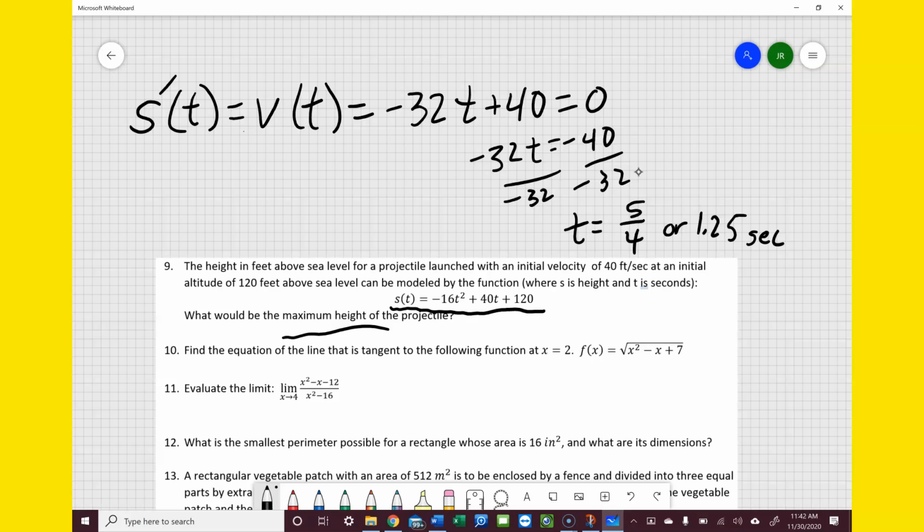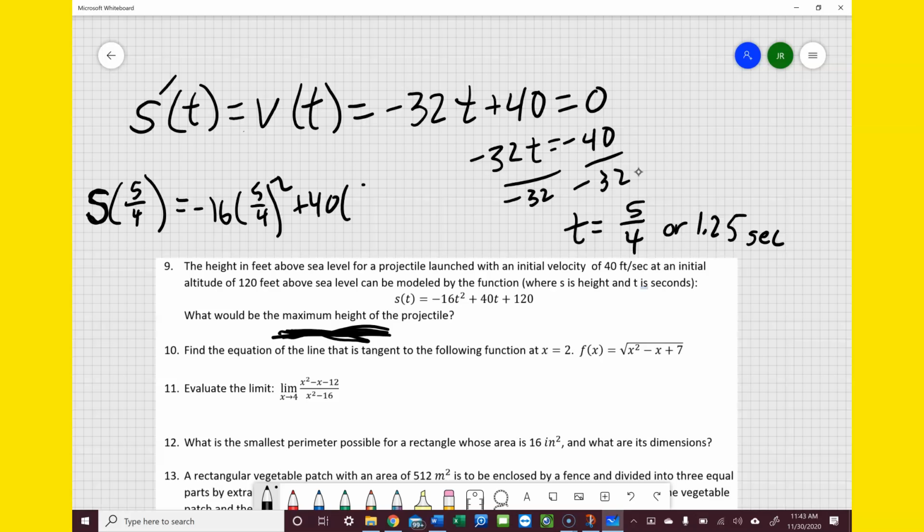Now if it said when is the projectile at a maximum height, we would be finished, but it doesn't say that. It said what is the maximum height. So to find that maximum height, I'm going to take that time and plug it back into the position function. So s of 5/4 or 1.25, just plug that into your calculator. Plus 40 times 5/4 plus 120.